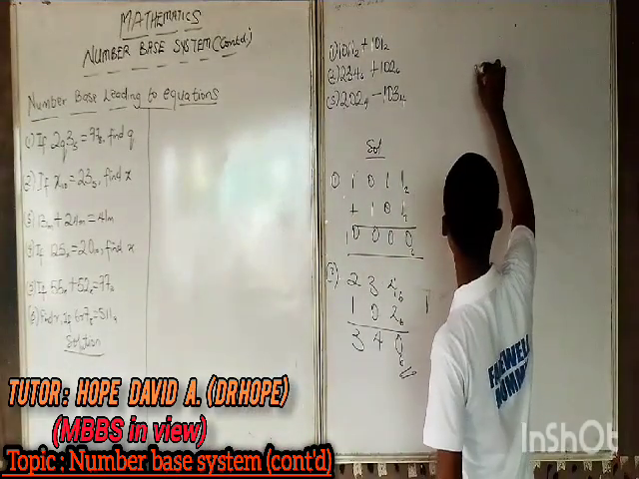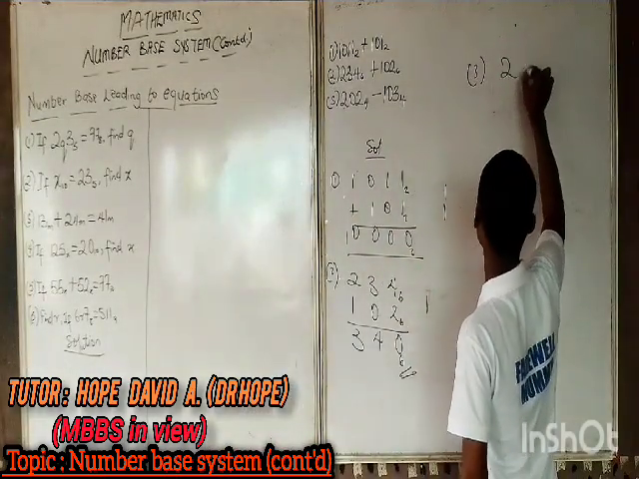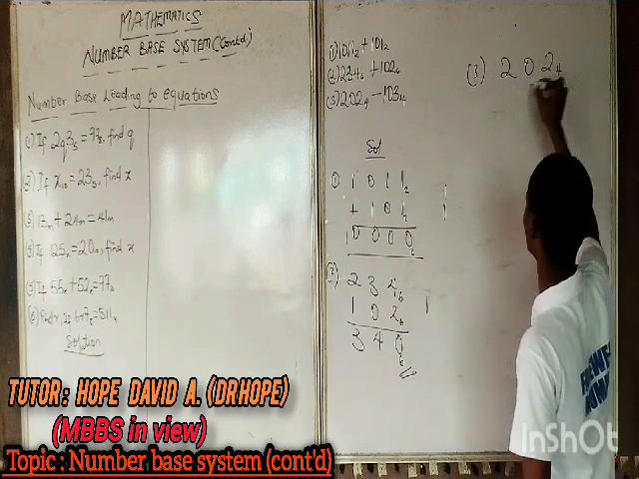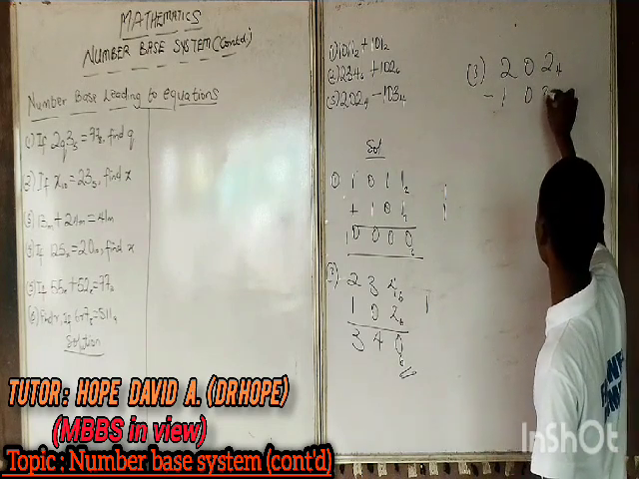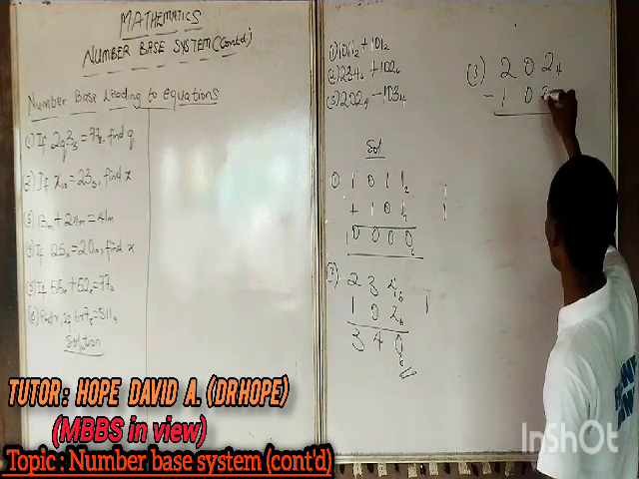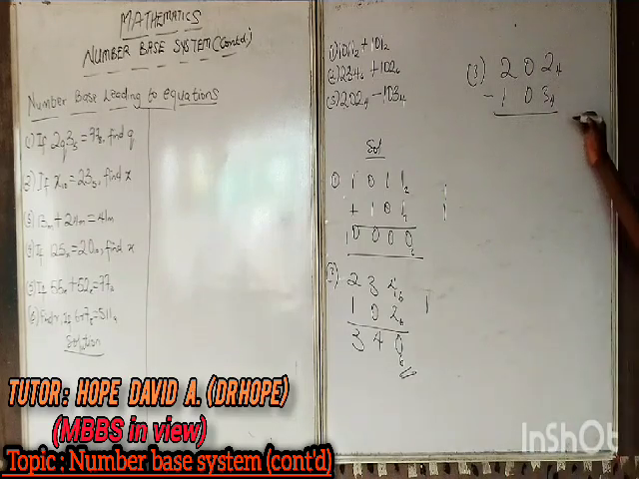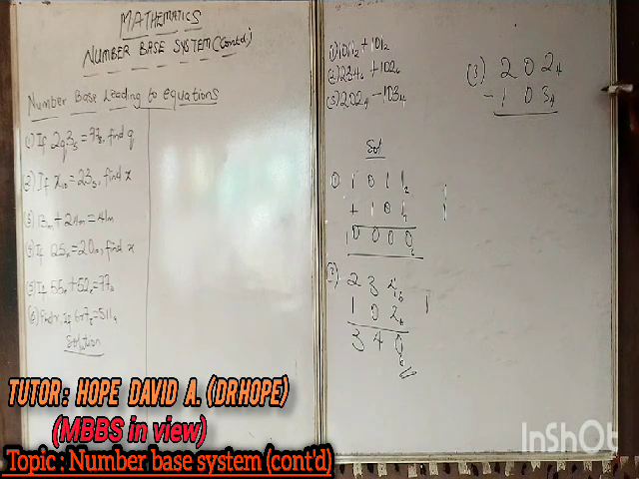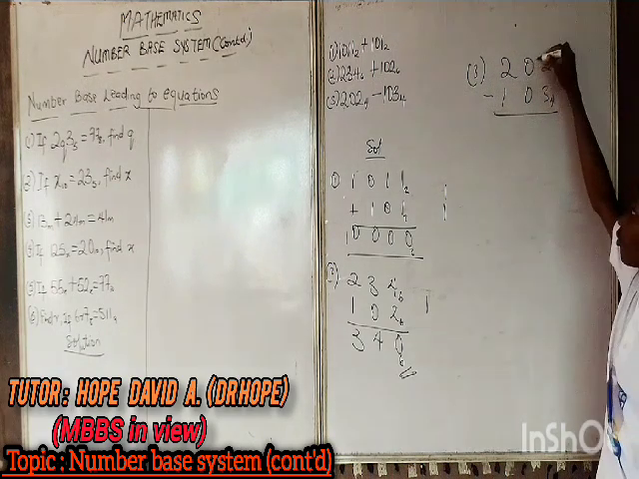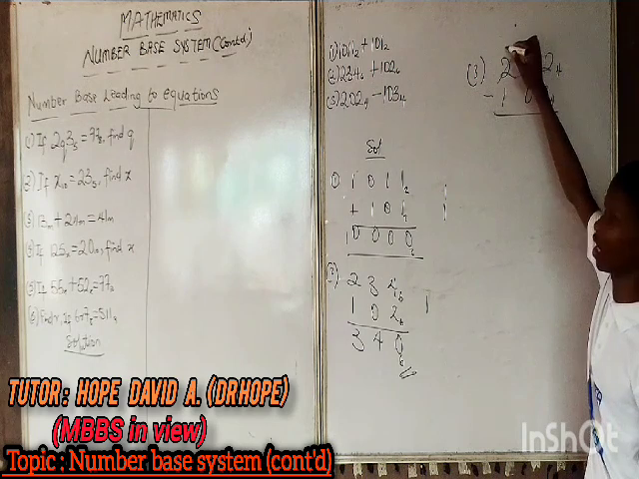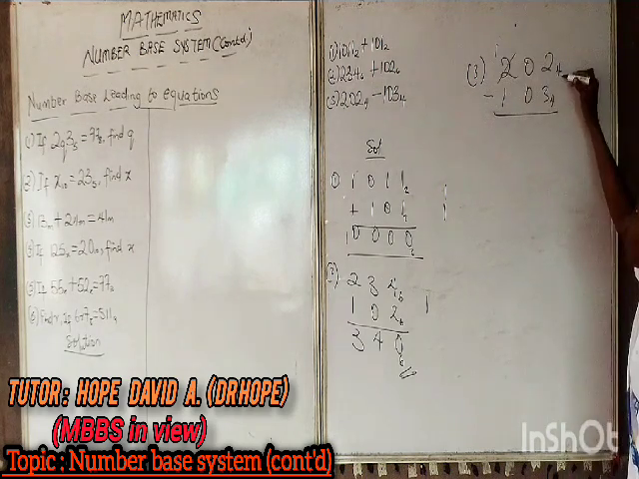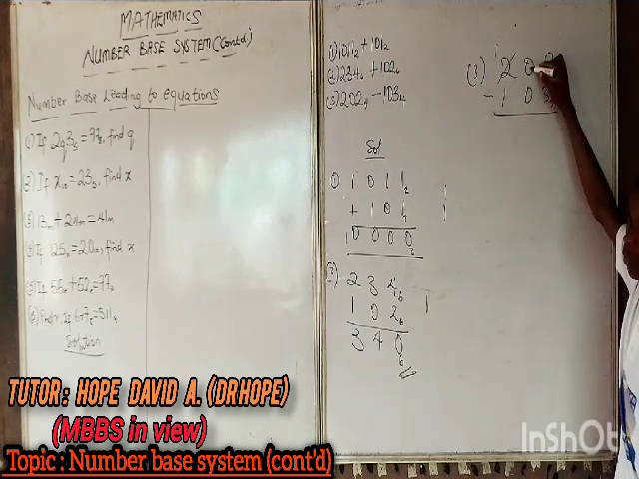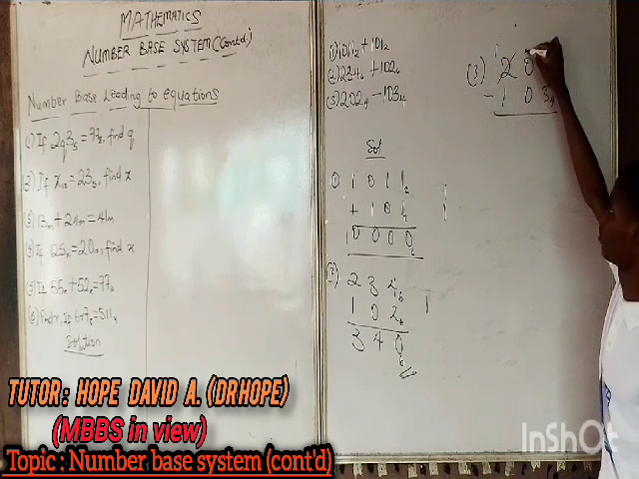Now let's go to the third one. We have 202 base 4 to subtract 103 base 4. Now 2 minus 3: can you remove 3 items from 2 items? No. So how are we going to do it? We cannot borrow from here, so we borrow from here, where we have 1. The 1 turns to 4.